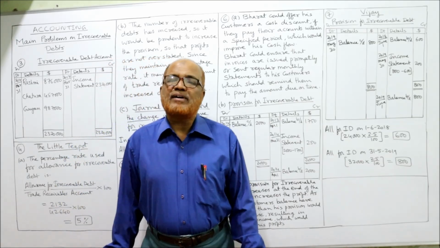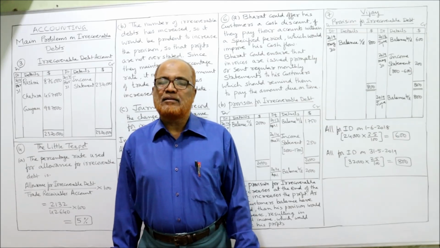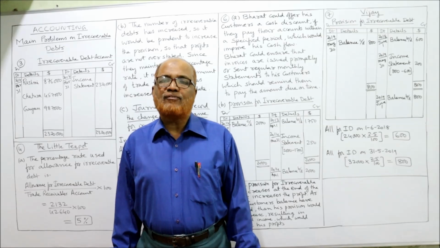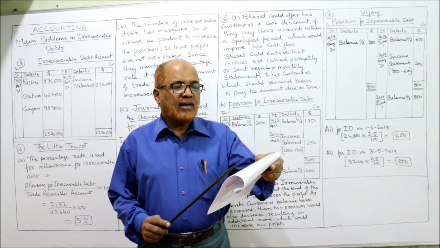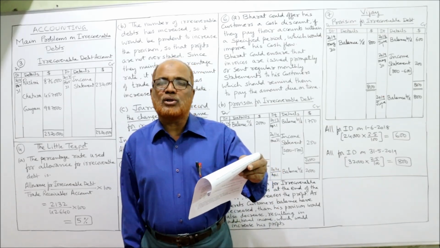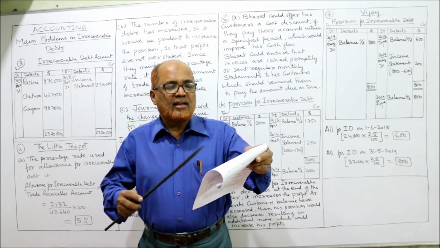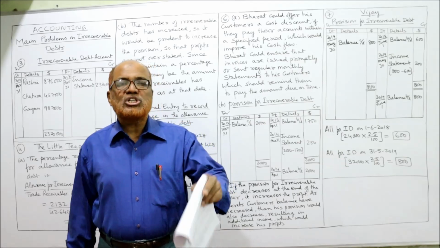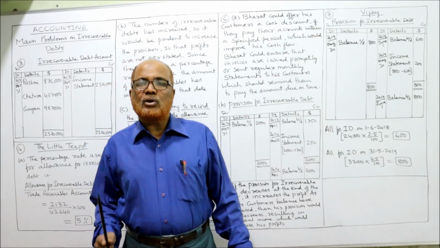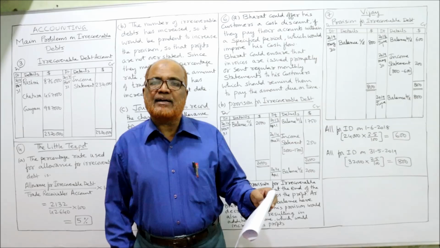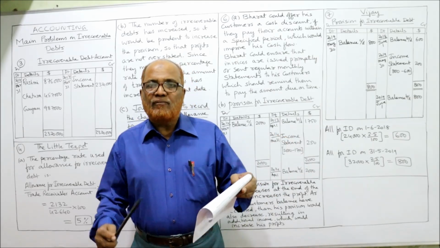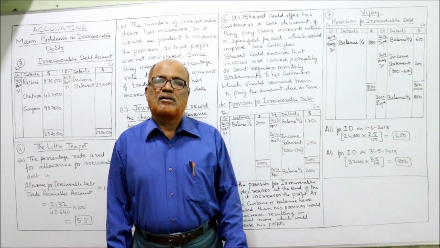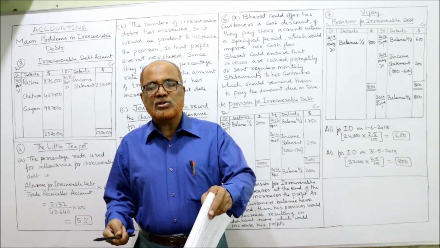Our year begins from 1st April 2013 and ends on 31st March 2014. The beginning of the year trade receivables are $35,000. End of the year trade receivables are $40,000 and the allowance percentage is 5%. So we calculate 5% of 35,000, the opening allowance. We calculate 5% of 40,000, the closing allowance. So we have the opening allowance, we have the closing allowance.